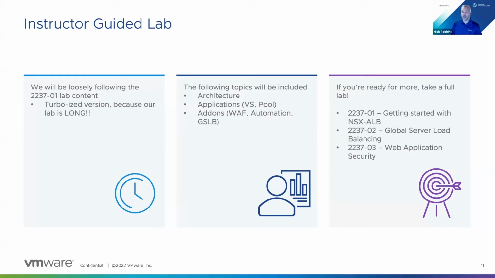And then if you're ready for more, we've got 3 different labs. We've got this lab, which is our getting started lab. We've got the O2 lab for global server load balancing, if you want to do multi-availability zone or multi-region load balancing. And then we've got a lab on web application security, which goes over our WAF and different things you can do with positive security and machine learning in the security for your application. So it's a cool lab.